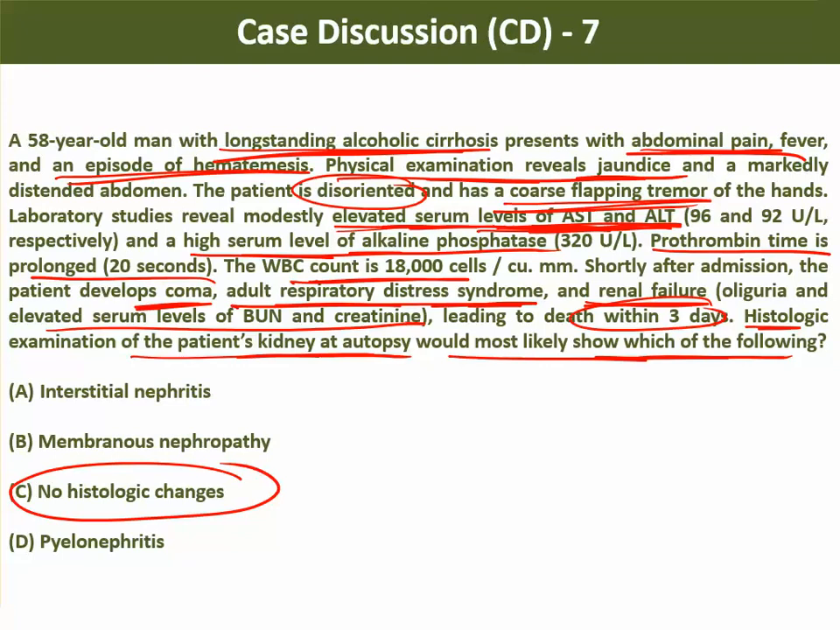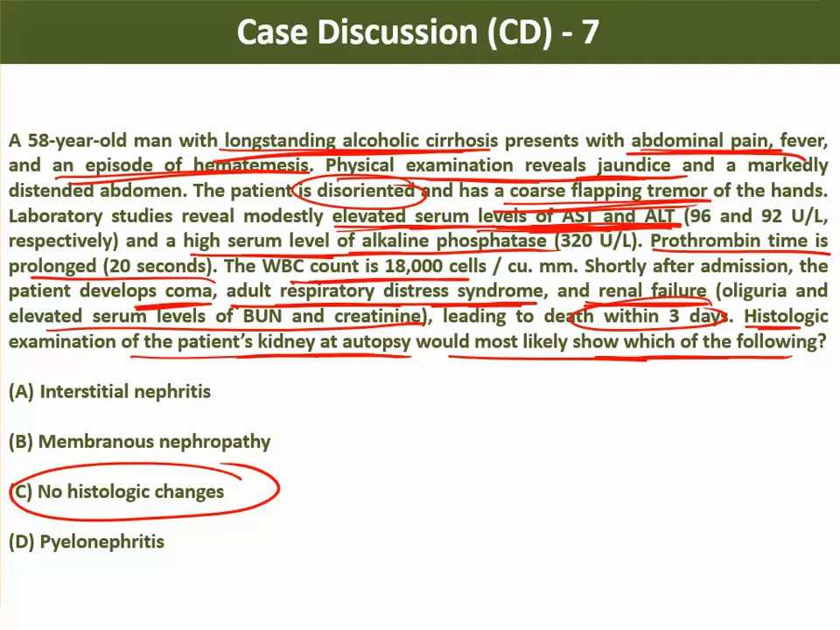Actually, let me complete the question. I am giving that serum ammonia is elevated. Now I am asking a question: what kind of damage does increased ammonia cause in the central nervous system? You understand my question? Please try to understand my question.